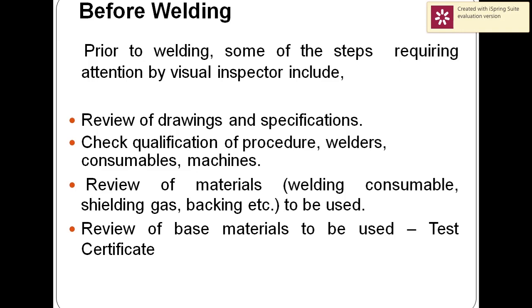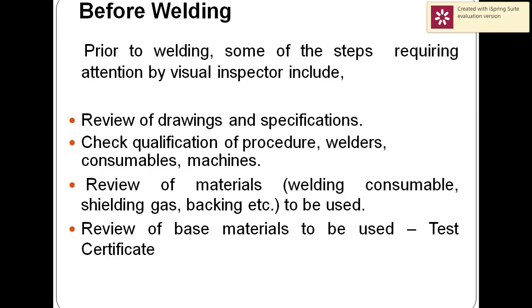Third one is review of materials. Review of materials in these cases covers welding consumables, shielding gas, and backing to be used. Welding consumables are mostly filler wire and electrodes. Before you start the work, you have to confirm the expiry date and the quality or brand. These are the things you have to check.